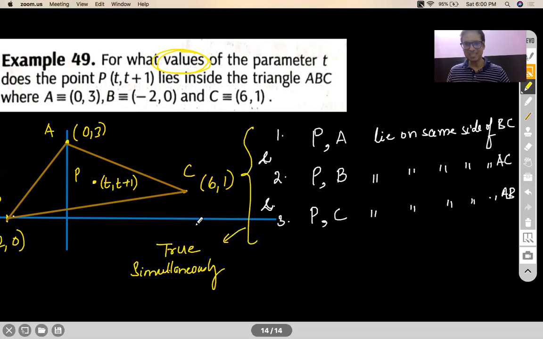Then do you agree that P must lie within the triangle? Yes or no? Now let's say somebody says condition 1 is true, so P is here. Then if it is outside the triangle and you stretch it, P and B would lie on opposite sides of AC. So if you meet one condition and do not meet the other, you'll automatically come to know that it is lying beyond the triangle. So when these three conditions are simultaneously met, the point P must be within the triangle.